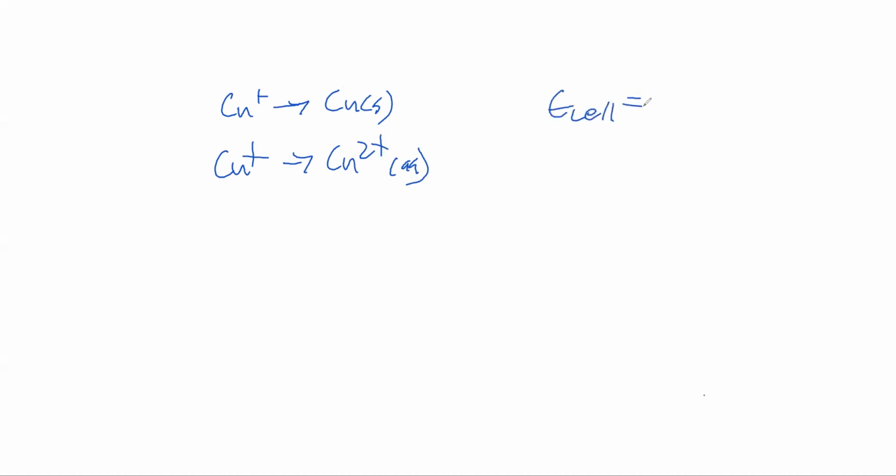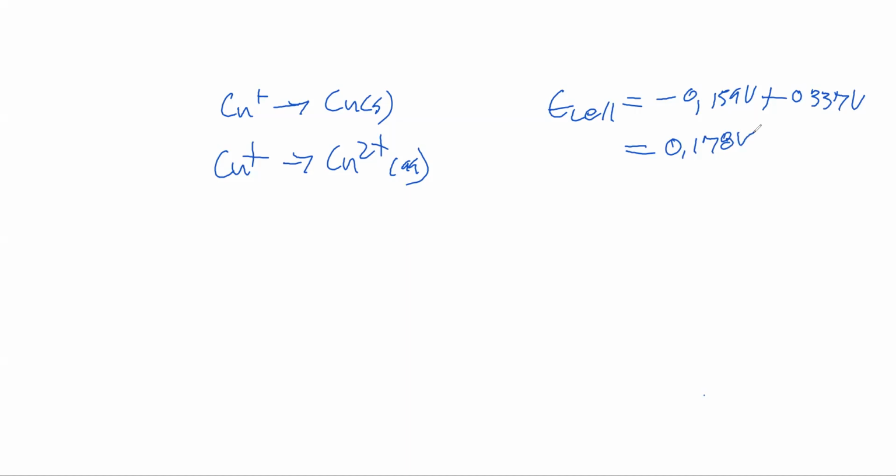So we're basically doing Cu plus going to Cu solid, right? So that's a reduction. And we're doing Cu plus going to Cu2 plus. So if we look at our E cell, we need to go ahead and flip our, well, we need to use the oxidation for our Cu2 plus. So that's going to be the negative 0.159 volts. And we're going to add to that the reduction of our copper. And so our E cell is 0.178 volts.